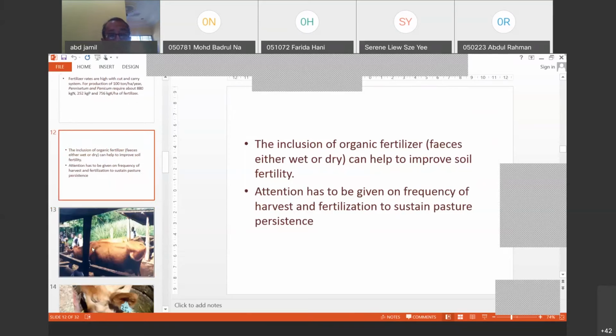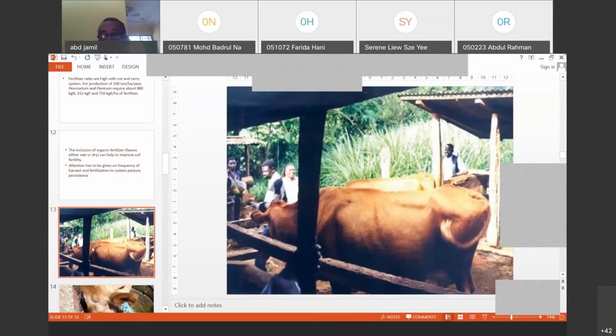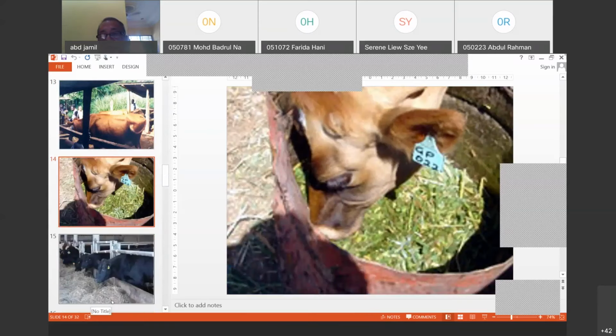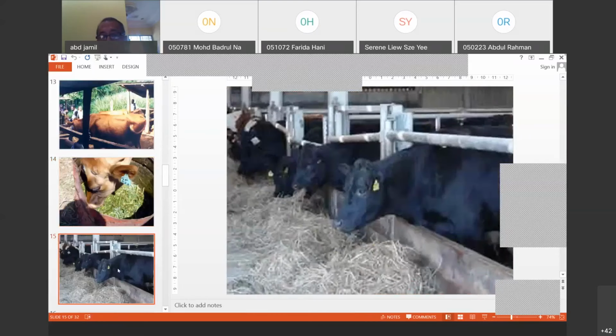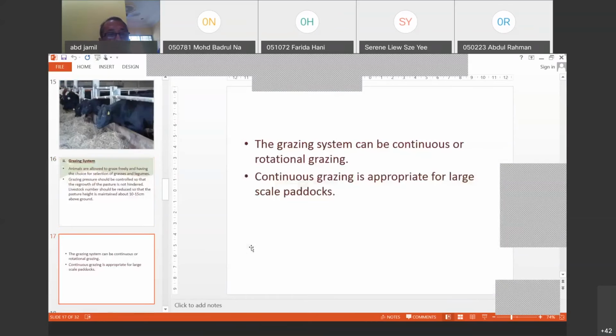Okay, this is the feed lotting system. The animals are kept in a barn, in a paddock, in a confined area. So the system here is the cut and carry system.